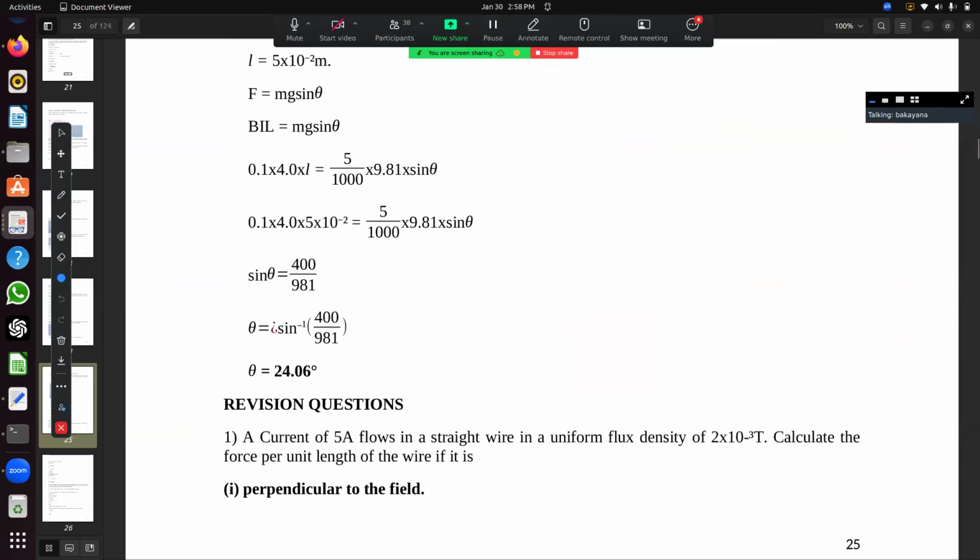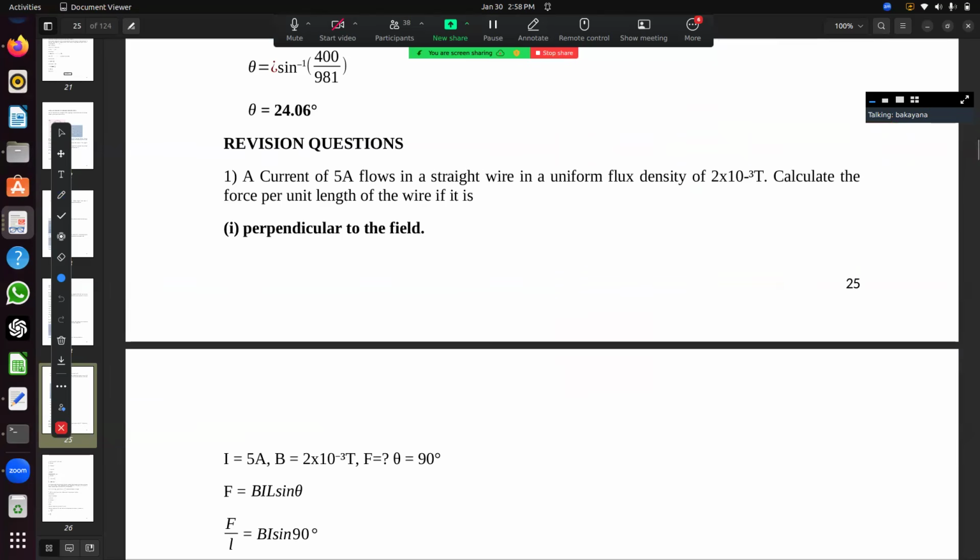Okay, so that is it. So we have some revision questions. The force per unit length. This one is also a very common question. We may go through it. A current of 5 ampere flows through a straight wire in a uniform magnetic flux density, which is 2 times 10 power negative 3 Tesla. Calculate the force per unit length.